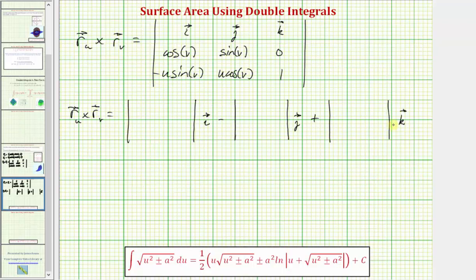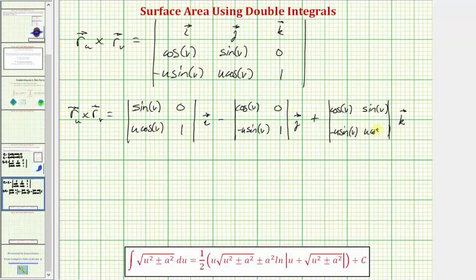So using the expansion by minors method, for this first 2×2 determinant, we eliminate row 1 and column 1. So we'd have sine v, 0, u cosine v, and 1. For the second 2×2 determinant, we eliminate row 1 and column 2, which would give us cosine v, 0, negative u sine v, and 1. And for the last 2×2 determinant, we eliminate row 1 and column 3, so we have cosine v, sine v, negative u sine v, and u cosine v.